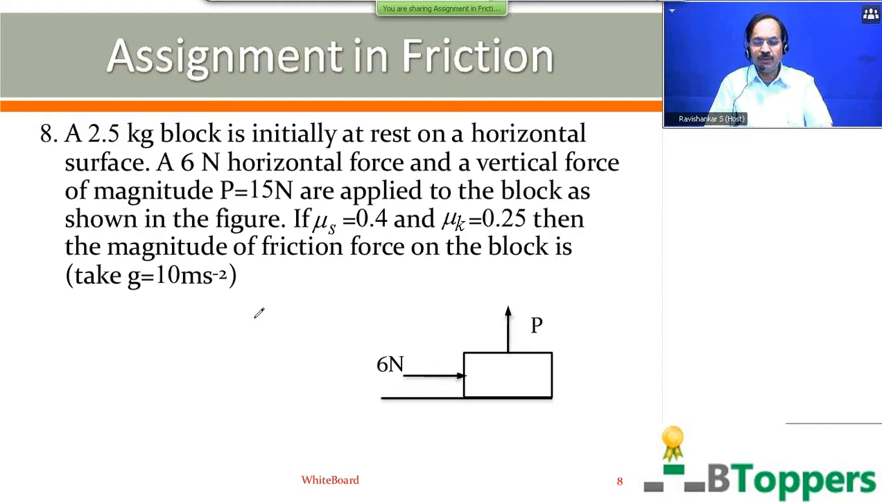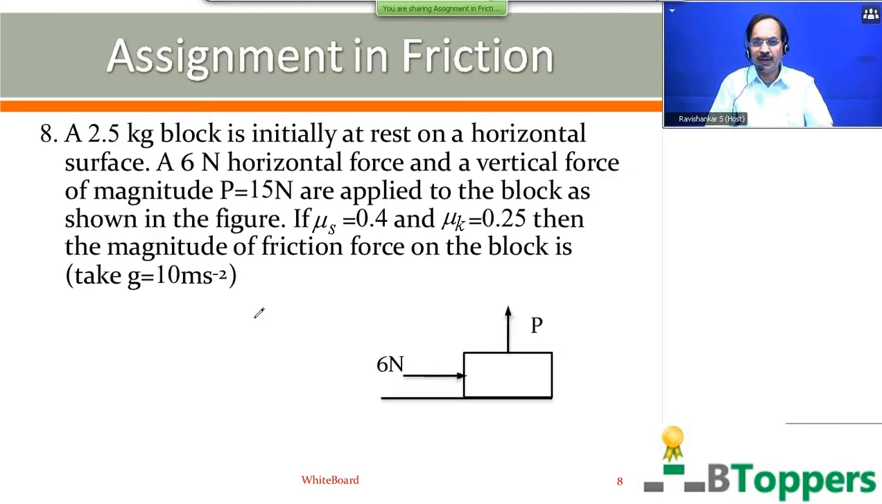A 2.5 kg block is initially at rest on a horizontal surface. A 6 Newton horizontal force and a vertical force of magnitude P equal to 15 Newton are applied to the block as shown in the figure. If mu s equal to 0.4 and mu k equal to 0.25, then the magnitude of friction force on the block is. So we have to first find out whether the block moves or not.